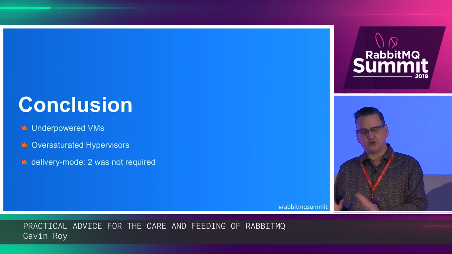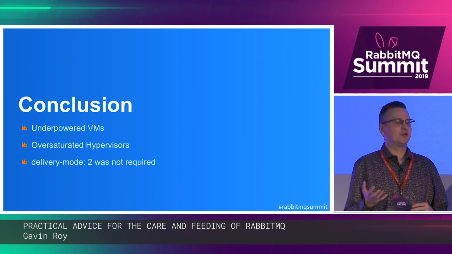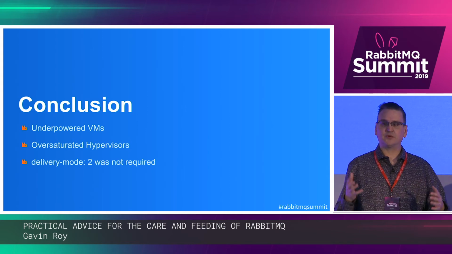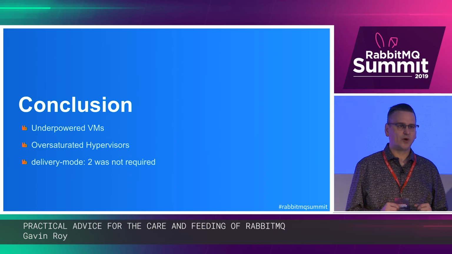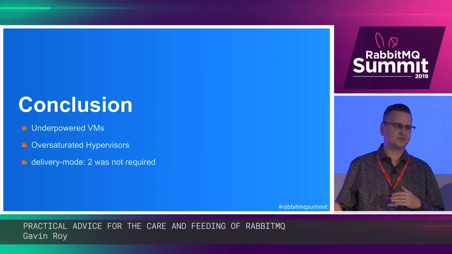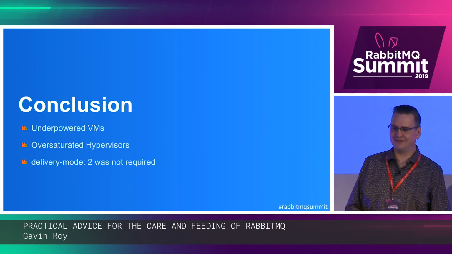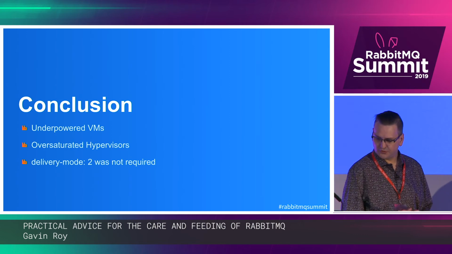So turning off delivery mode 2, bumping up the resources and moving things around within our operational environment got us to a point pretty quickly where all the objections fell away and everything was running and all good. So yay.